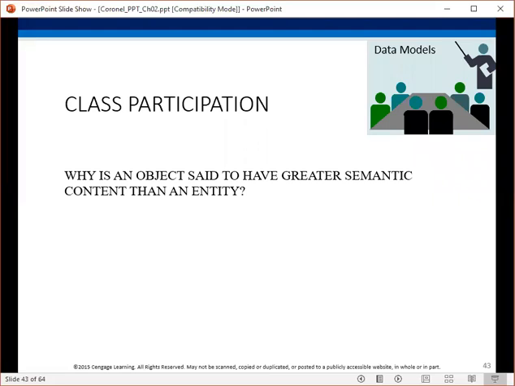So why is an object said to have greater semantic content than an entity? Well, again, I'll take this one. An object has greater semantic content because it embodies both data and methods or procedures. That is, the object contains, in addition to data, also operational procedures that may be performed on the object. So that gives it a little richer semantic depth.